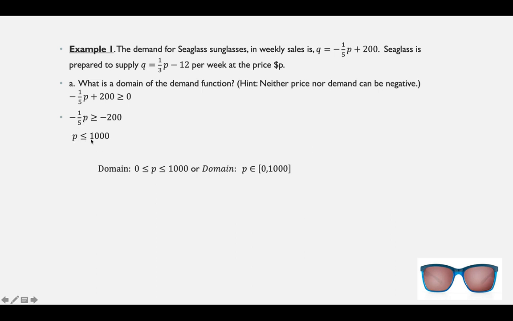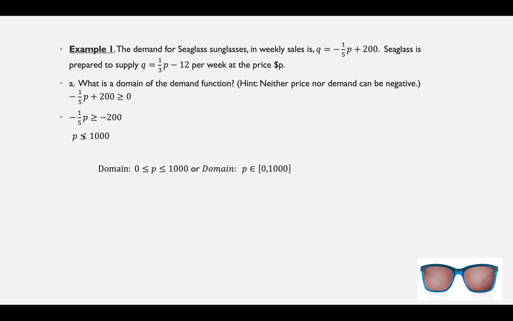And we get P is less than or equal to 1,000. Notice that I did reverse the inequality sign. That happens anytime you multiply or divide both sides of an inequality by a negative. You don't do it when you multiply or divide both sides by a positive, but when you multiply or divide both sides by a negative, the weight of the inequality shifts, so you have to reverse the sign.